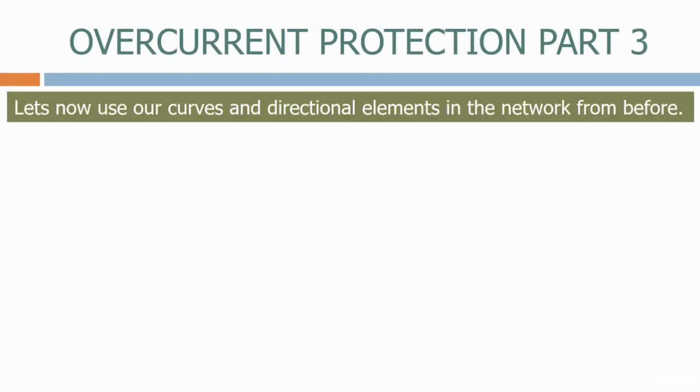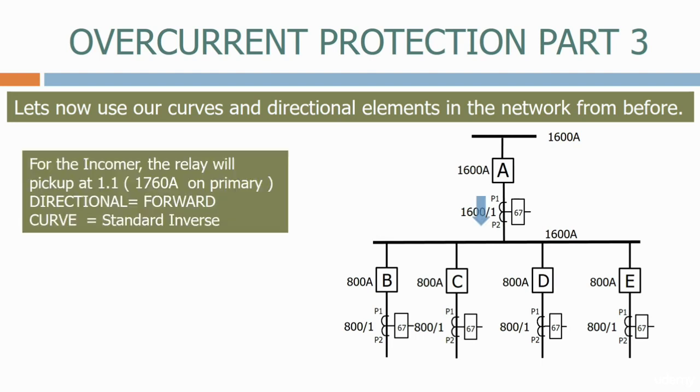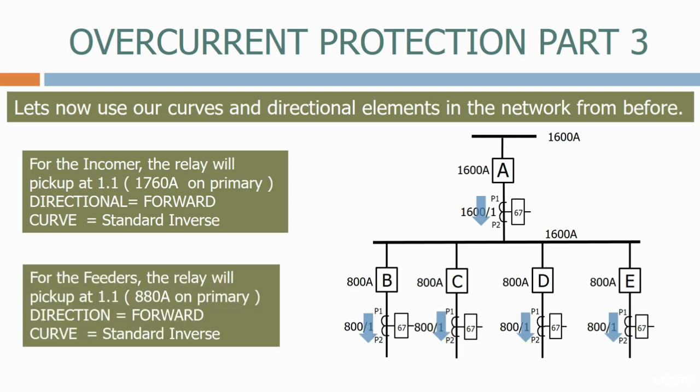Let's now use our curves and direction elements in the network from before. For the incomer, the relay pickup is set at 1.1, which is 1760 amps on the primary. The directional element is set to forward. The curve we choose is standard inverse. For the feeders, the relay pickup is also set at 1.1, which gives a current on the primary of 880 amps. The directional element is set to forward. The curve we choose is standard inverse.